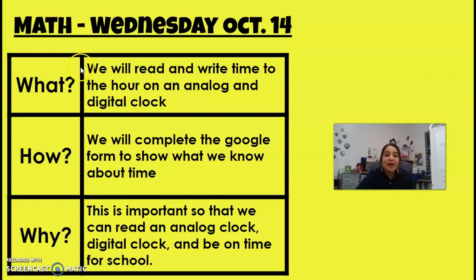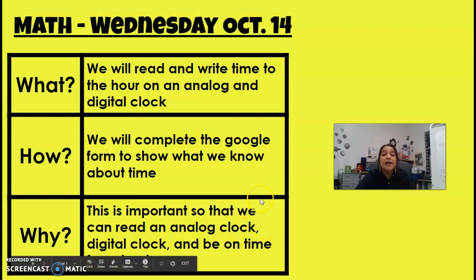So today we will read and write time to the hour on an analog and digital clock. And how are we going to do this? What are we going to do today? So today for our activity, we will complete the Google form to show what we know about time. This is important so that we can read an analog clock, digital clock, and be on time for school.